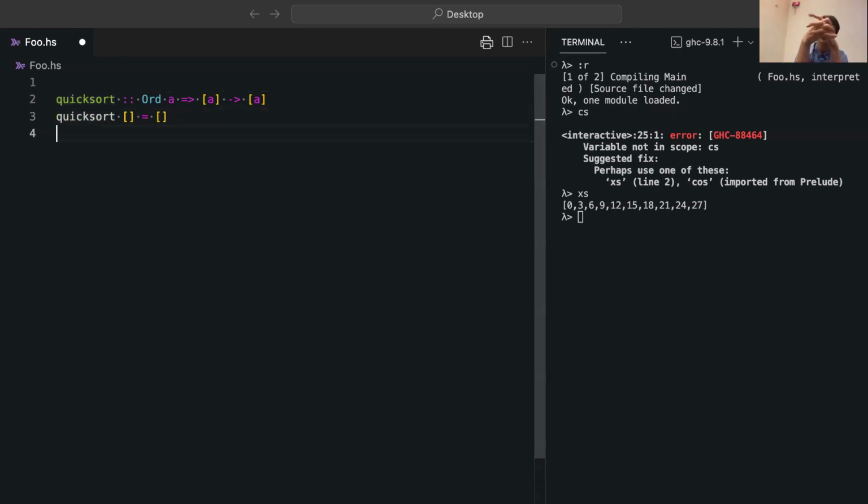Can someone please describe to me how quicksort works? Does anyone know quicksort? Go ahead.